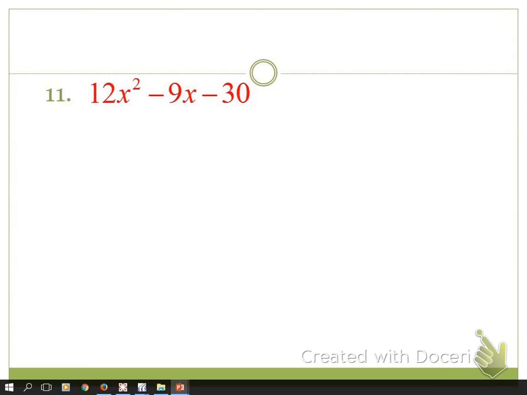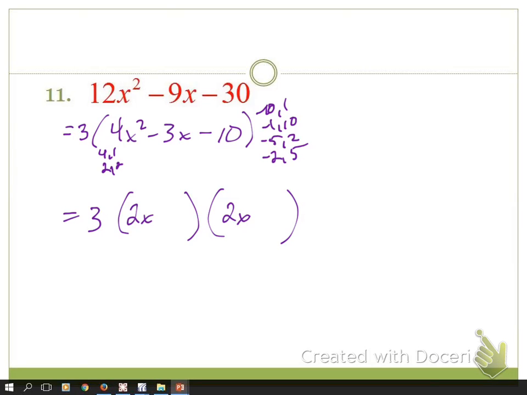Okay? Try this guy. Remember that you're supposed to be looking for a GCF first. Give it a shot. Bring up the video and see if you're right. Okay, have you gotten this far? There's a GCF of 3. So factor out a 3, you get 4x squared minus 3x minus 10.